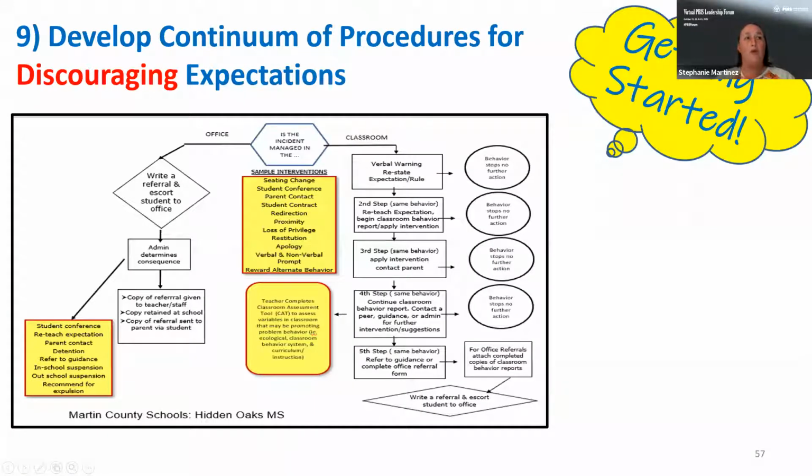We know even though we are having expectations and rules, we're going to be ongoing teaching that to the students. We're going to be ongoing rewarding our students for displaying the appropriate behavior. There will still be times where students don't follow our expectations or don't follow the rules. So we do need to have some procedures in place of what are we going to do to discourage students from breaking the expectations and rules.